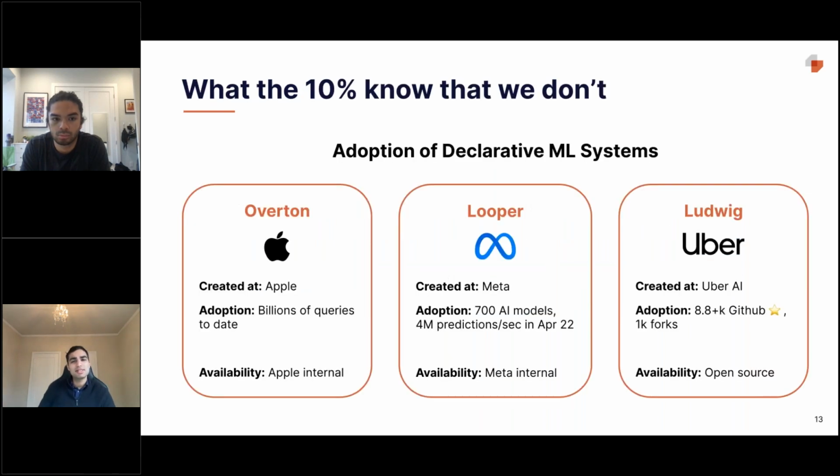And what the top 10% of companies that really build and see high ROI for machine learning know that isn't really accessible to the broader enterprises today is to use what we call a declarative machine learning system. So the 3 internal ML platforms at these 3 tech companies, Apple, Meta, and Uber, all use what we call a declarative interface to machine learning. And today, combined, these internal ML platforms consist of thousands of models and have processed billions of queries for inference across the 3 organizations.